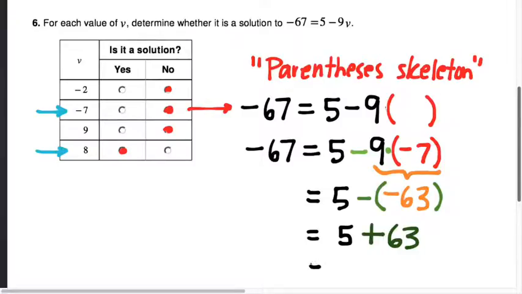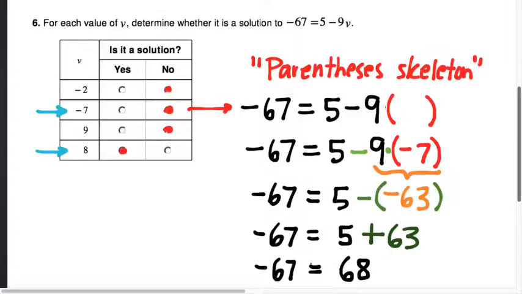And now that all of our multiplication and division is done, we can do the addition. And the right-hand side of my equation is 68. So what's the meaning of this calculation? Now that we did all this work, what do we conclude from this?